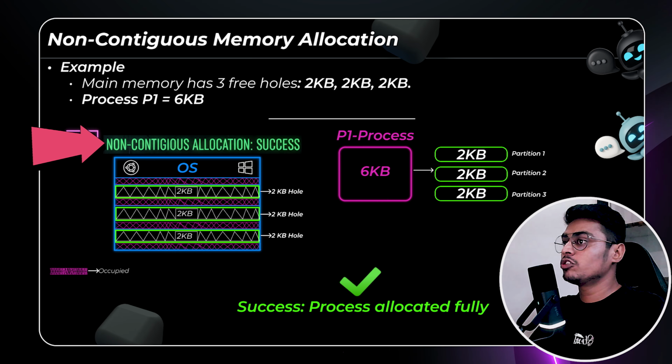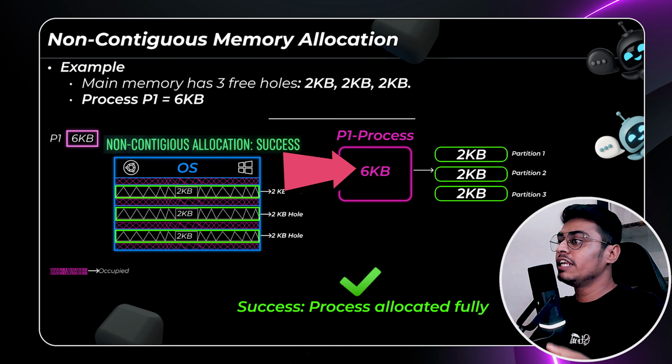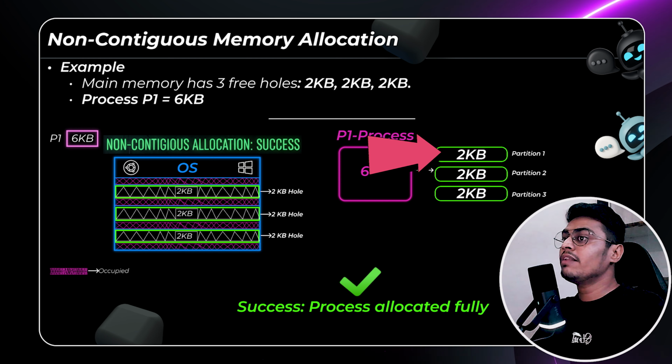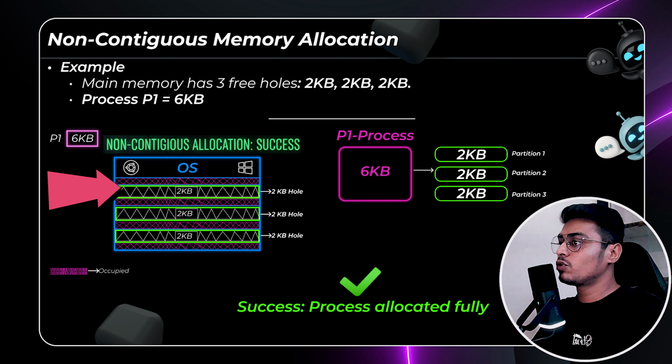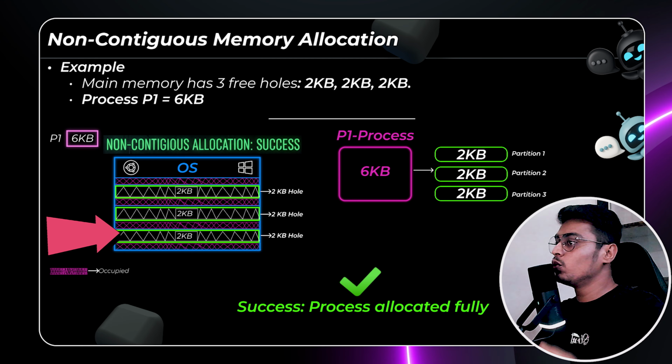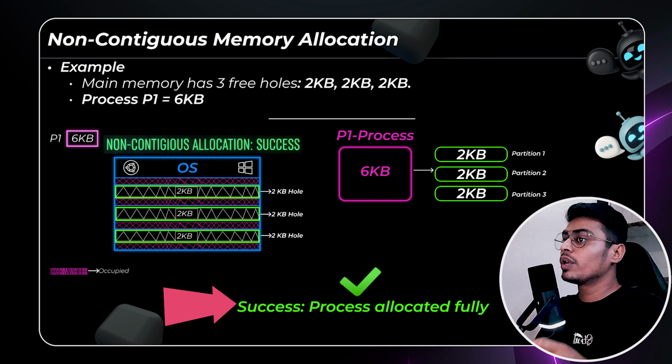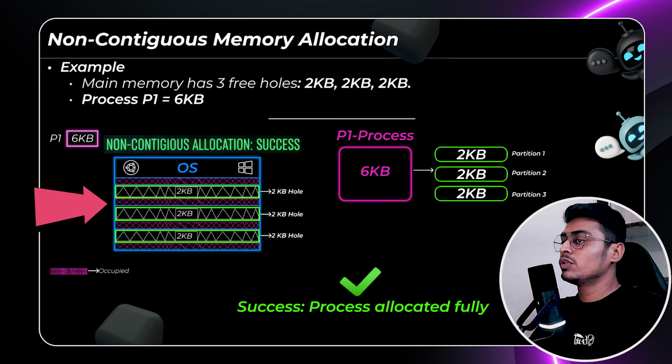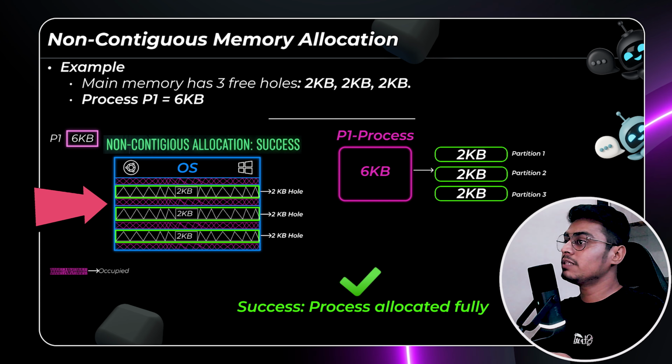However, in non-contiguous memory allocation, we can solve this problem. We can divide this 6 KB process into 3 partitions of 2 KB each. Then we place the first partition in the first 2 KB hole, the second partition in the second 2 KB hole and the third partition in the third 2 KB hole. This way we can successfully allocate memory to the entire process without any wastage. The primary motivation behind non-contiguous allocation is to eliminate external fragmentation. External fragmentation is a significant problem in contiguous allocation because as processes arrive and leave, we end up with many small holes that cannot be used for larger processes.